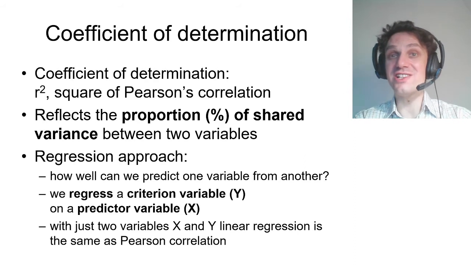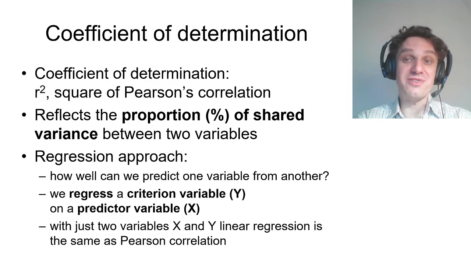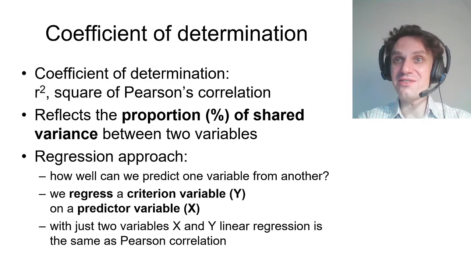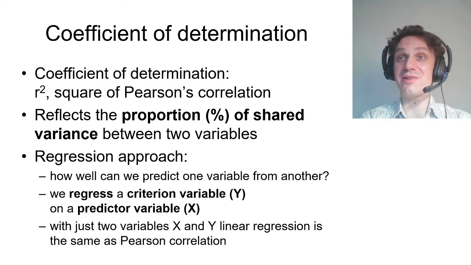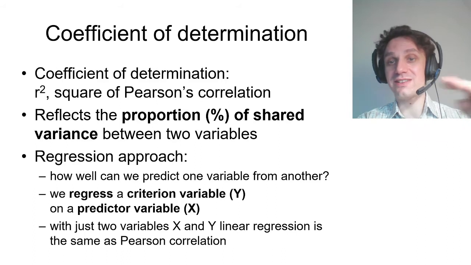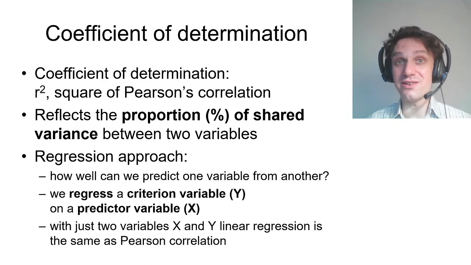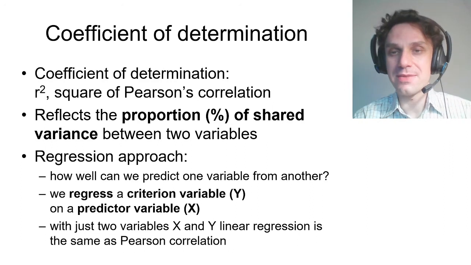When we perform a regression analysis, we ask the question whether we can predict the values of one variable based on another variable. The variable that we are trying to predict is called the criterion variable, and when we plot it, we normally use the vertical axis for this variable, y. The variable that we use to predict is called the predictor variable, and we plot it on the axis x, normally on the horizontal axis. So we say that we regress our criterion variable on our predictor variable.